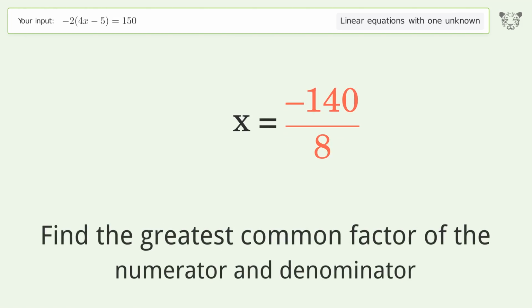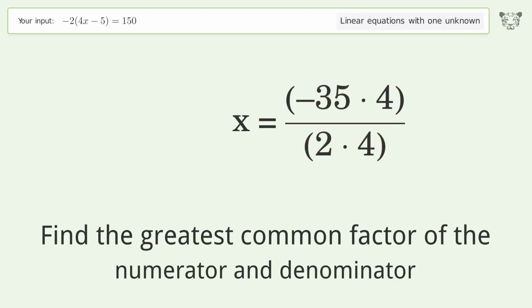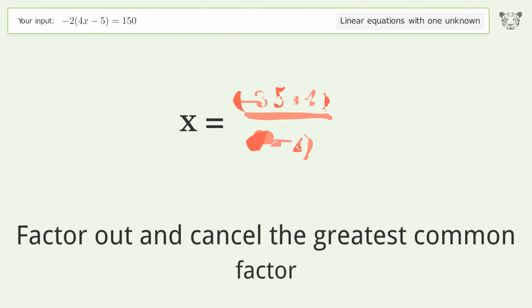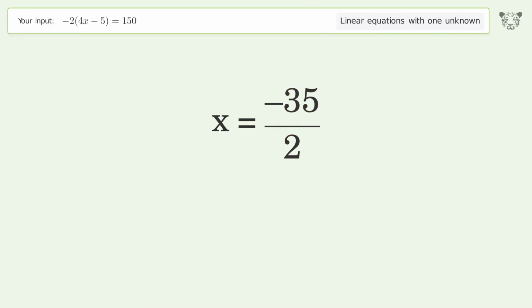Find the greatest common factor of the numerator and denominator. Factor out and cancel the greatest common factor. And so the final result is x equals -35/2.